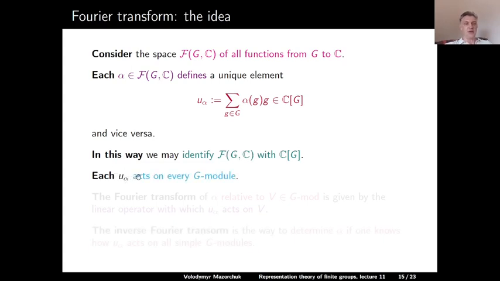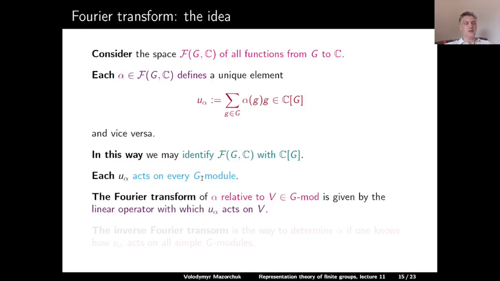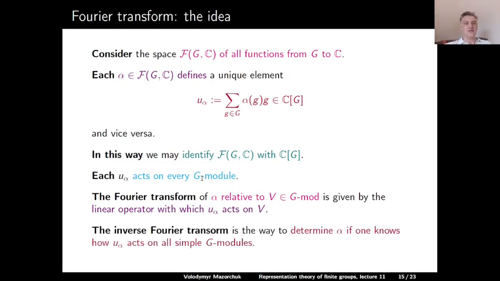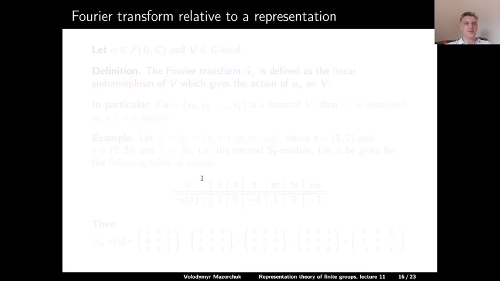In other words, we can identify the group algebra with this linear space of all complex-valued functions on G. Each element U alpha acts, of course, on every G module. So if we have a G module V, then the Fourier transform of alpha relative to V is the linear operator on V which describes the action of the element U alpha. And the inverse Fourier transform is a way to determine alpha if one knows how U alpha acts on all simple G modules. So now we will go into the details of this.